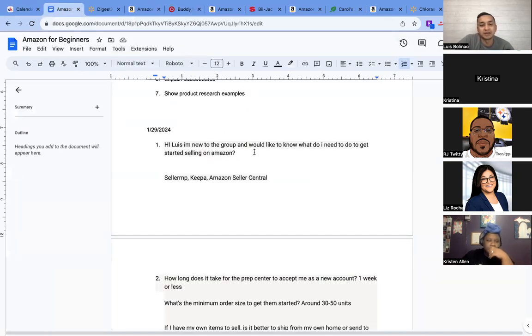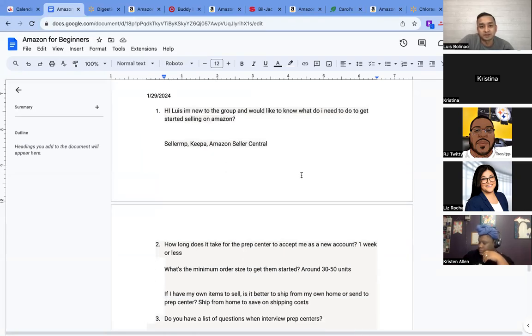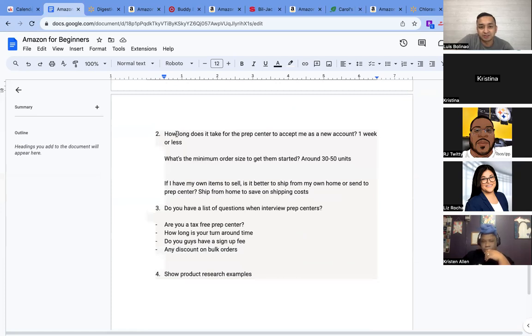So yeah. And as far as software, I use software like Seller Amp and Keepa. There's many out there, but these are the two that I use for product research. And also, of course, you need to have an Amazon seller account to sell on Amazon. So those are the basics of how to get started.